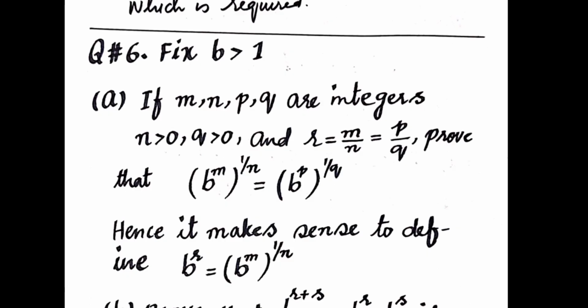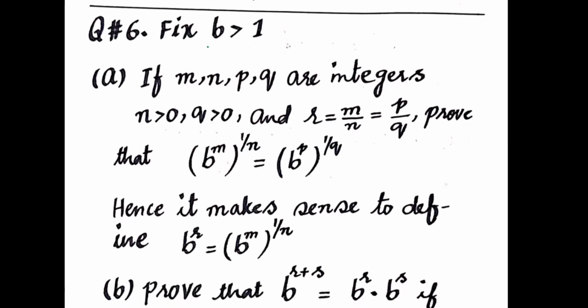understand this question. The question can be stated as: for a fixed real number b, where b is greater than 1. The first part says if m, n, p, q are integers such that n and q both are positive integers, and this rational number r has two rational forms m over n and p over q, like 1 over 2 and 2 over 4, both are rational forms of a single number. So here r has two forms, m over n and p over q.